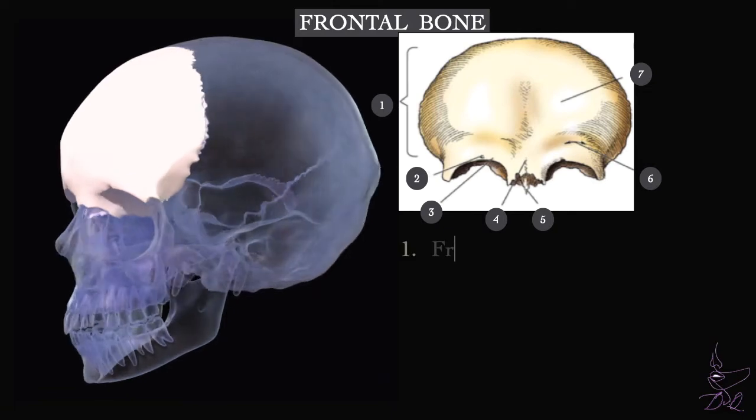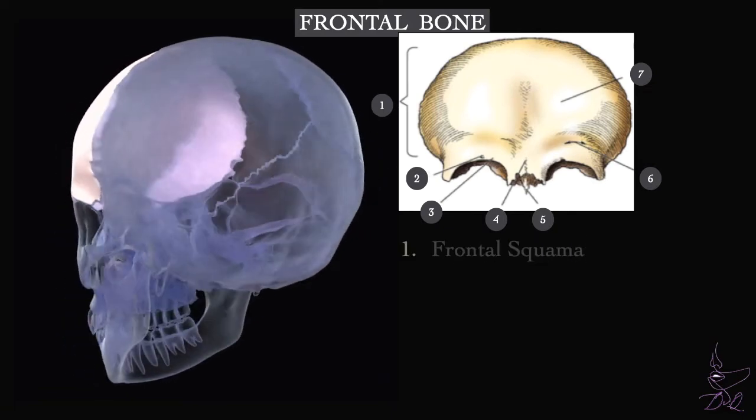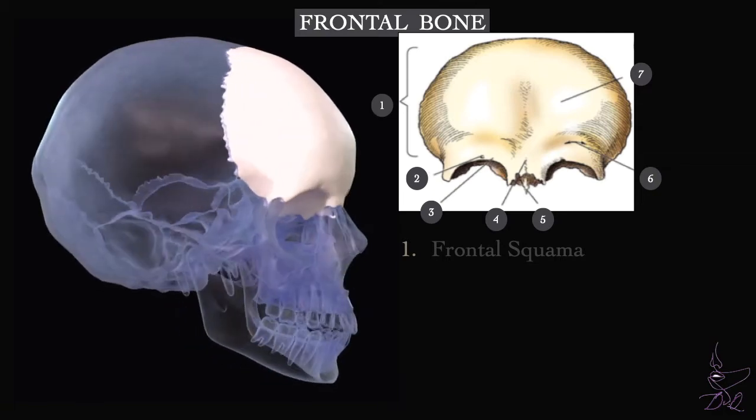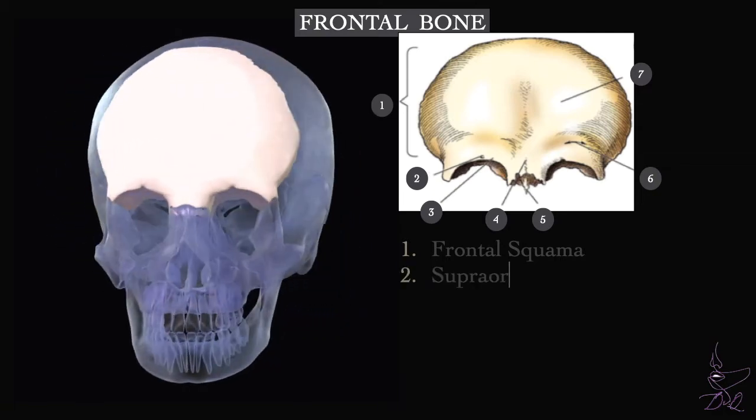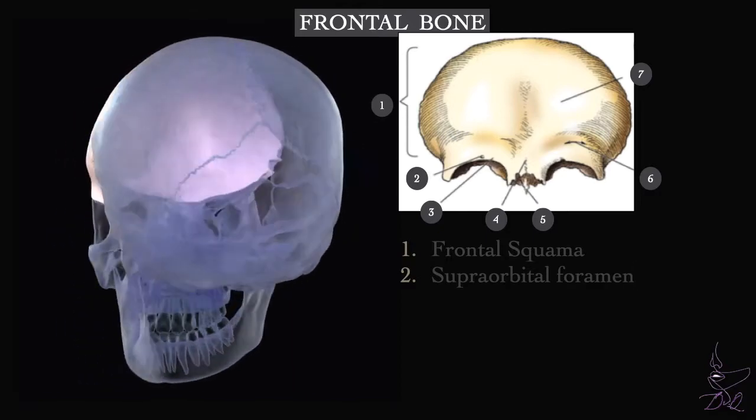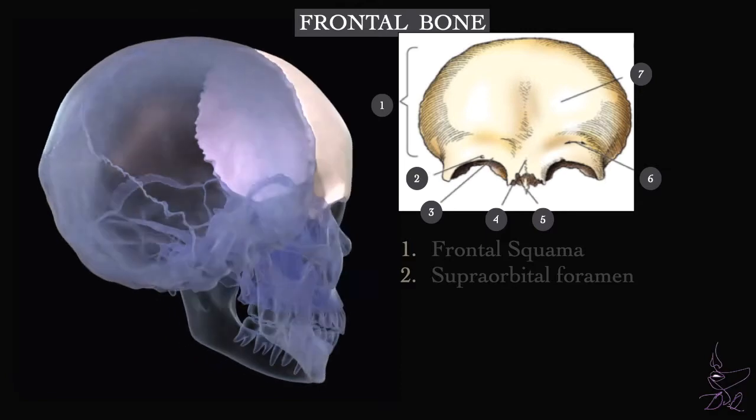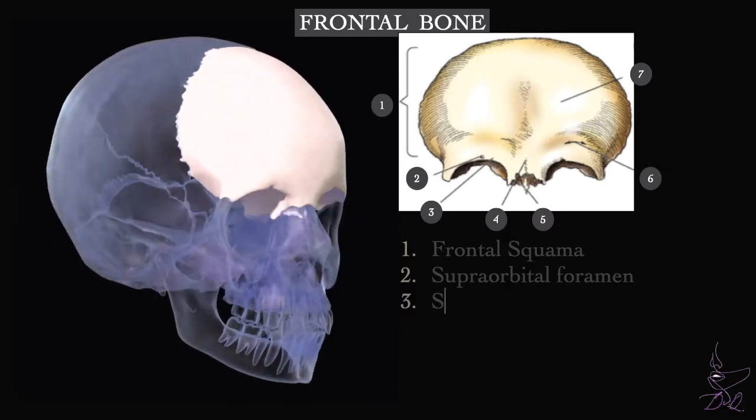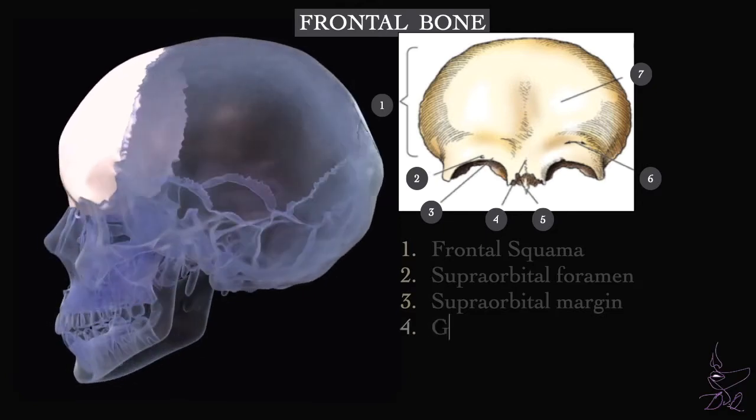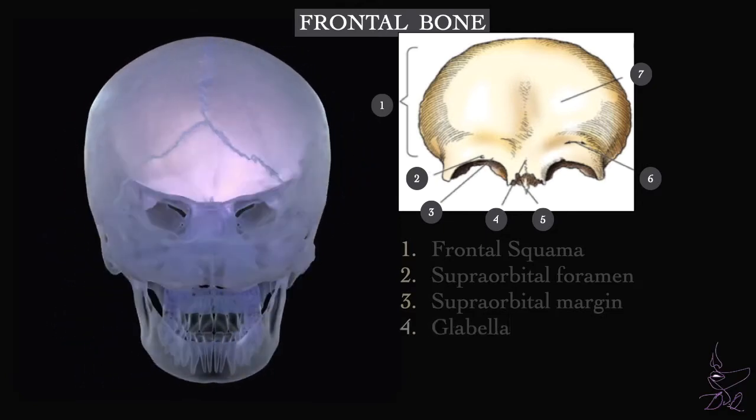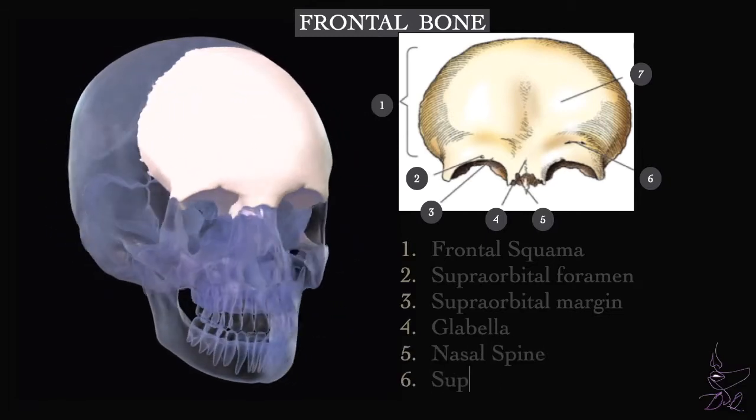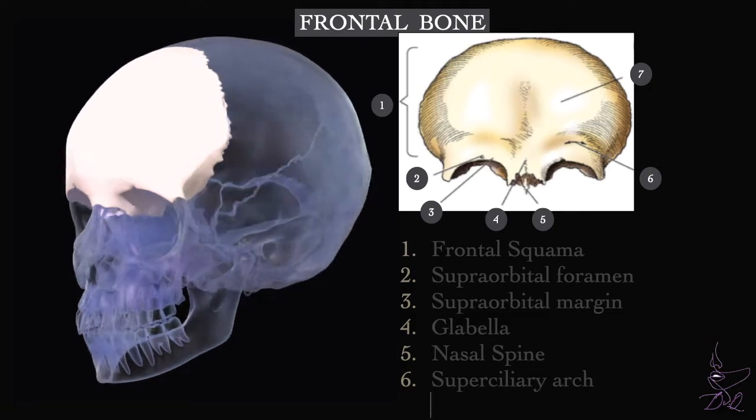Now looking at the landmarks, we have the frontal squama, which houses the frontal sinuses and is separated by the nasal septum and is located above the orbit. Then we have the supraorbital foramen, which transmits the supraorbital nerve, which arises from the ophthalmic division of the trigeminal nerve. Then there is a supraorbital margin that is located above the eye. Then there is a glabella, which is a depression between the two eyebrow region, a nasal spine, a superciliary arch, and the frontal eminence.